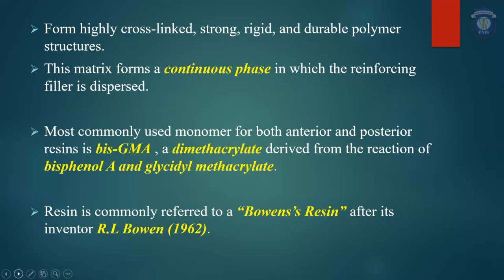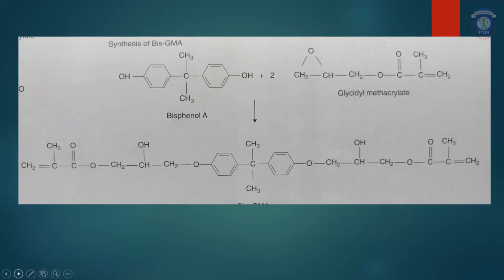The most commonly used monomer for both anterior and posterior composites is bis-GMA. The full form is bisphenol A glycidyl methacrylate. It is derived from the chemical reaction of bisphenol A and glycidyl methacrylate. It is a dimethacrylate monomer, and it is called Bowen's resin after its inventor R.L. Bowen in the year 1962. Here you can see there is a bisphenol A and two molecules of glycidyl methacrylate.